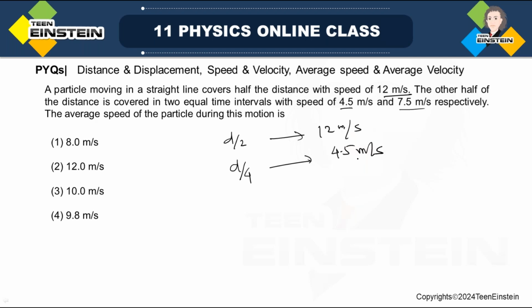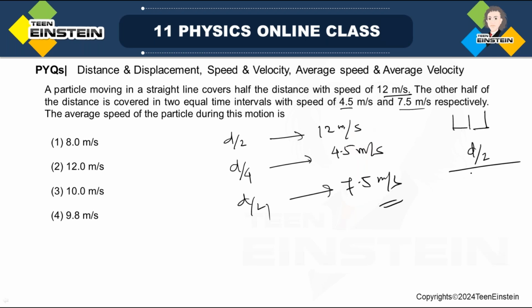This much meter per second. Equal interval of time, distance is different. How come equal interval of time? So I can take, okay, I see. We can do one thing. We can just take the average velocity of the other half. So total distance d by 2.